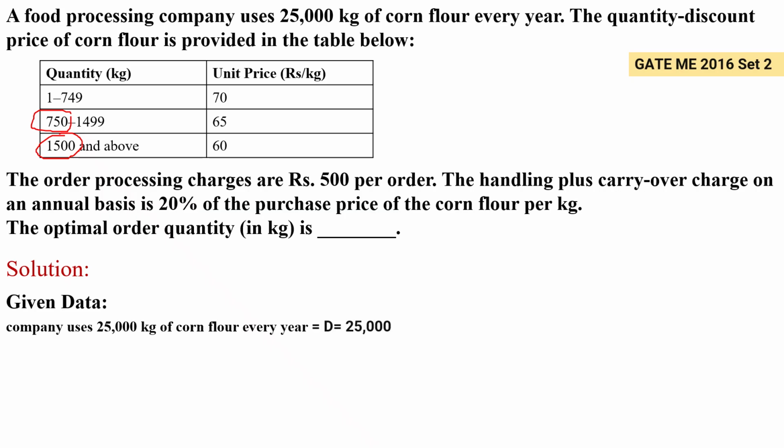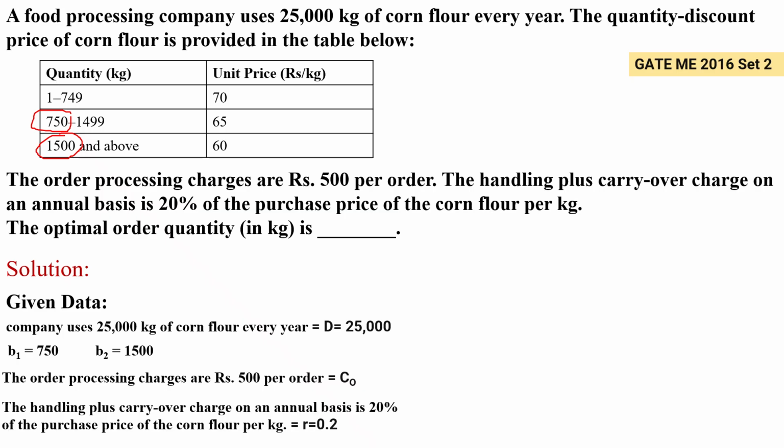So let's see the solution. Here the given annual demand, capital D, equals 25,000 kg, and the price breaks are B1 equal to 750 and the second one 1500. The ordering cost is 500, and handling plus carry over charges on an annual basis is 20% of the purchase price of the corn flour per kg. So small r equals 0.2.